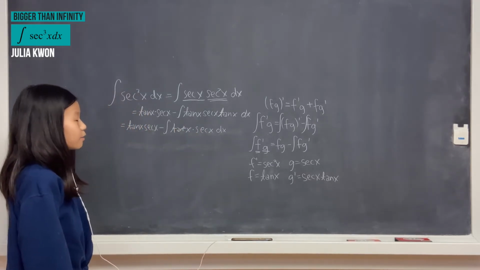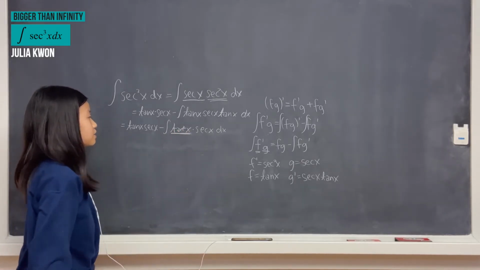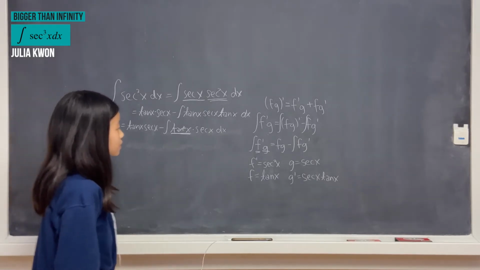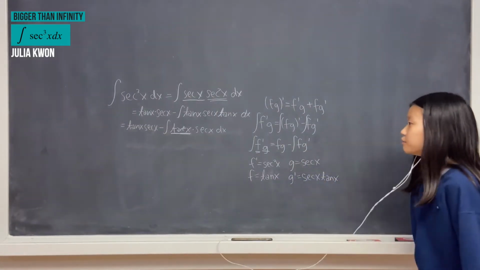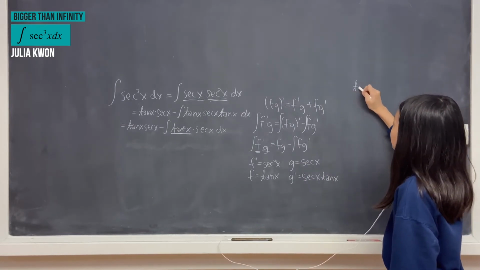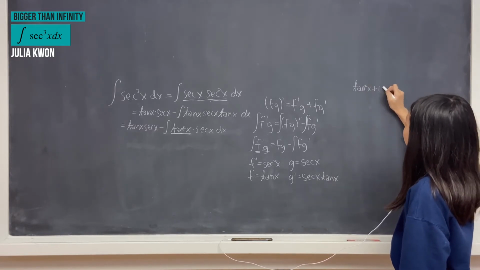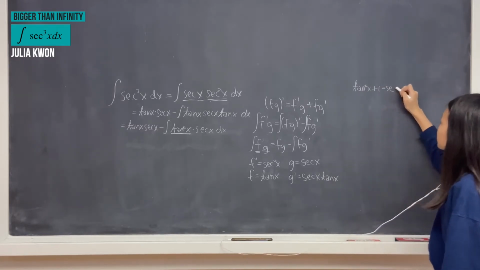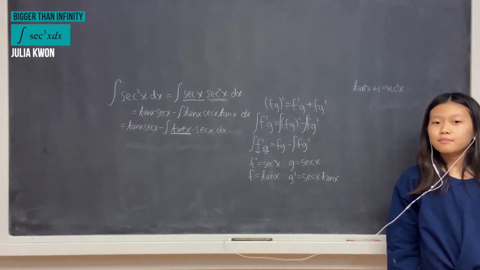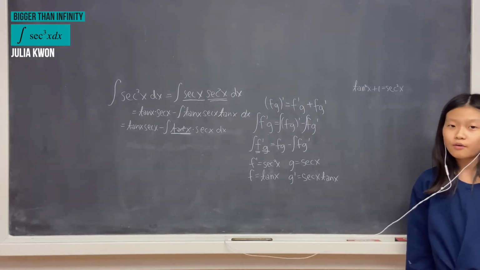So now I would like to change the tangent x squared using the identities of tangent and secant x. So if you already know this formula, tangent x squared plus 1 equals secant x squared, then that's great. But if you haven't memorized it yet, then I will show you how I like to memorize it.